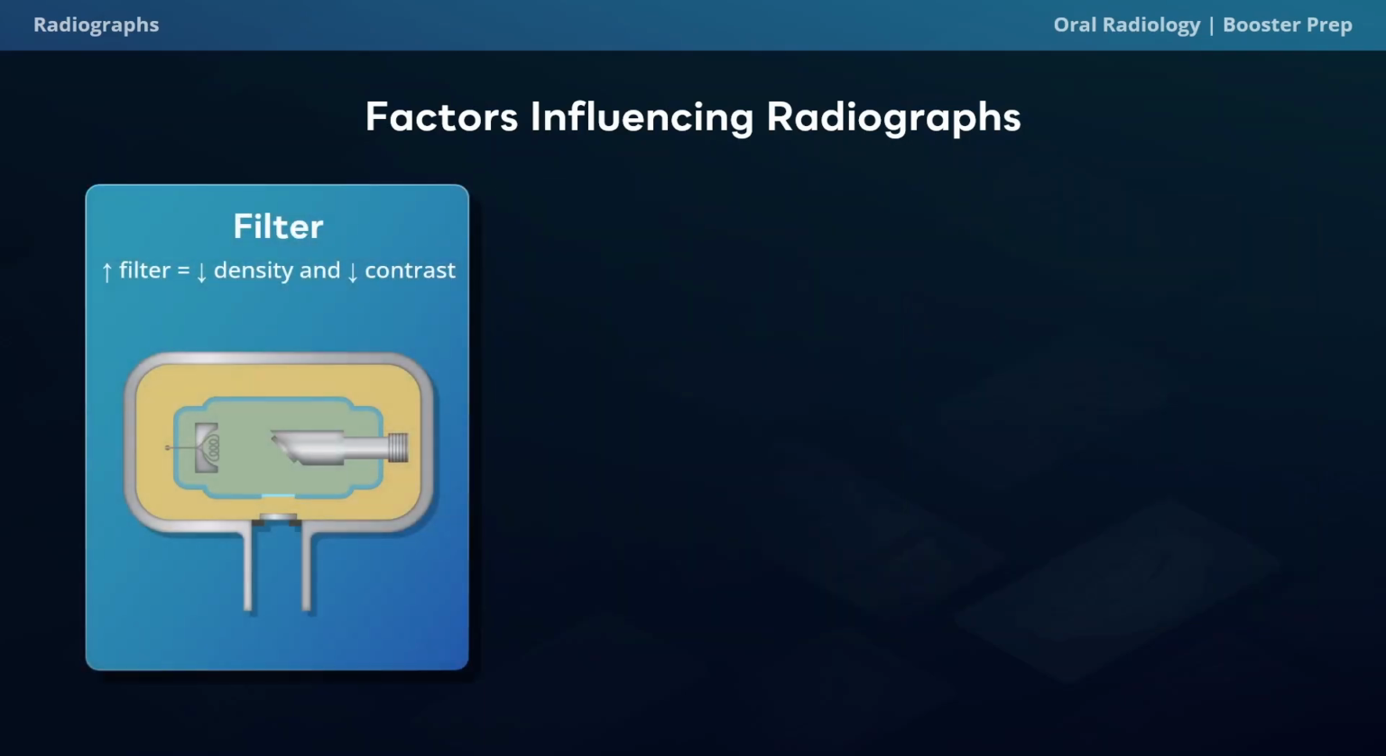Now let's talk about filtration. The filter's job is to remove low quality photons from the X-ray beam, and these photons don't contribute to the image and they only really add unnecessary radiation to the patient. So when we increase filtration, we reduce both image density and the contrast, so the image becomes lighter and the differences between the structures become less pronounced.